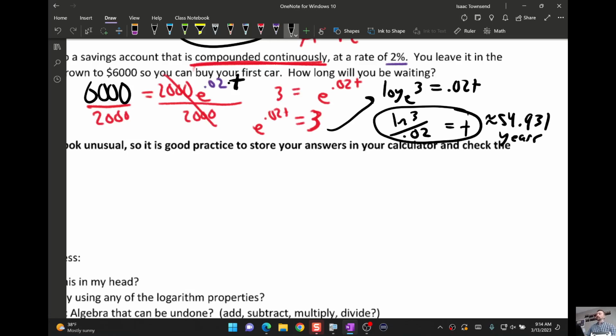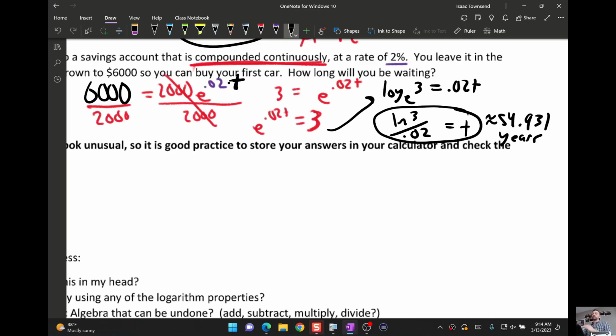Also, it's good for you to see if this is really your plan for buying a car. It's going to take you 55 years, so you might need to figure out another plan. Save up some more money, do something, because if that's your only plan, then 55 years is a long time to wait.